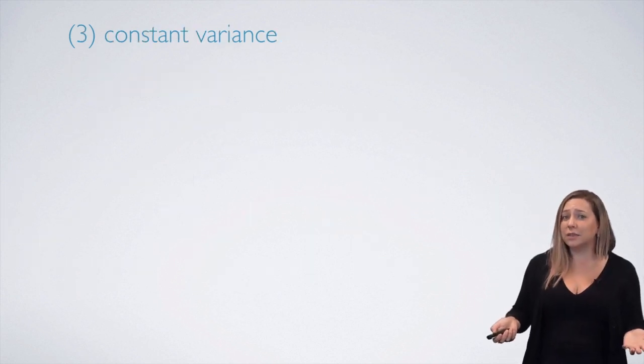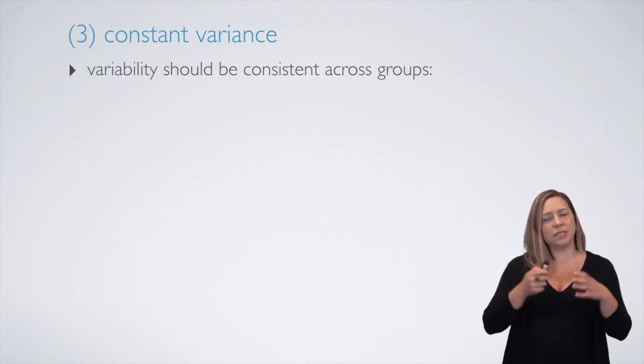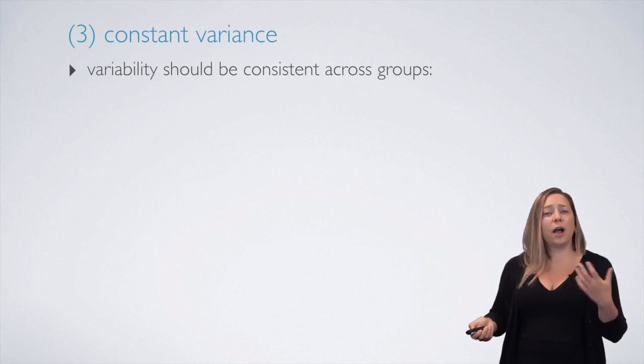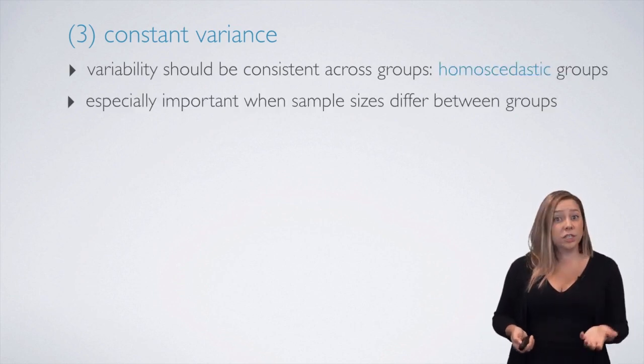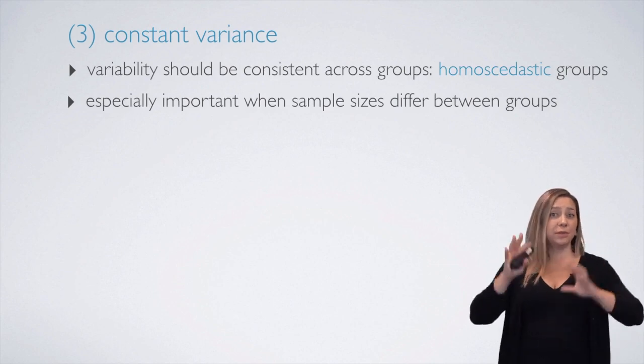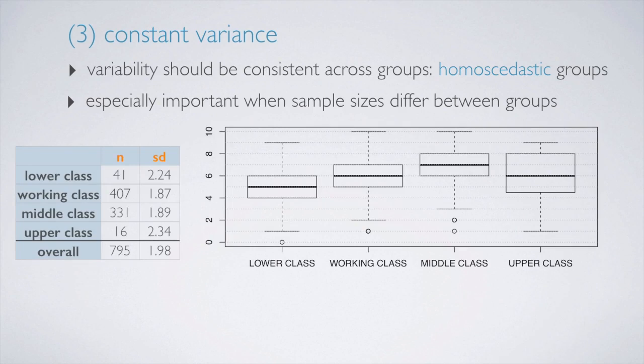Lastly, we need constant variance across groups. In other words, variability should be consistent across each of our groups. A commonly used term for this is homoscedastic groups. The condition is especially important when the sample sizes actually differ between the groups. Side-by-side box plots and summary statistics are useful for checking this condition, and here it seems like the variability is consistent across lower, working, and middle classes, but it's much higher for the upper class group.